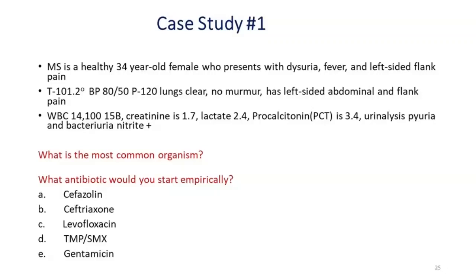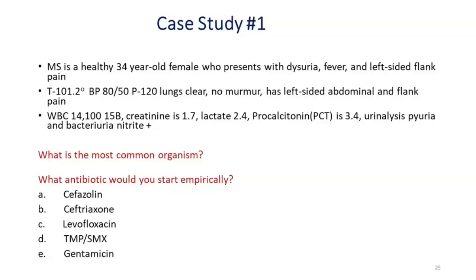And the urinalysis confirmed what clinically we thought was going on. The patient probably had pyelonephritis. So the first question that you ask yourself, okay, what's the site of the infection? We think it's the kidney. Secondly, what is the most common organism? And then the third thing that you'll ask yourself, what antibiotic would you start empirically? So we're going to ask you to actually vote on this. So we'll get that on the right-hand side. No one right answer. A, cefazolin, B, ceftriaxone, C, levofloxacin, D, trimethoprim sulfamethoxazole, and E, gentamicin.